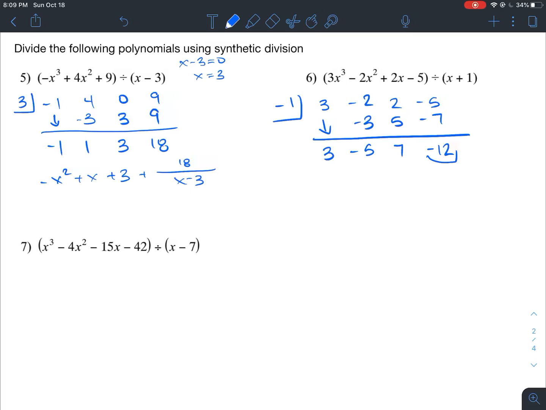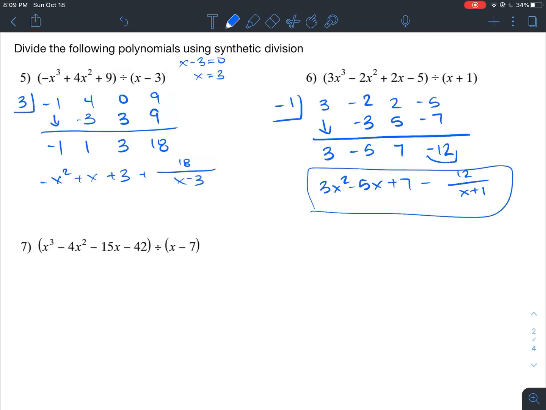And then remember that we're dividing a polynomial of degree 3 by a polynomial of degree 1. So we're going to have a polynomial of degree 2. And these are the coefficients. So 3x² minus 5x plus 7 minus 12 over x plus 1. There you go. Now one more for practice.